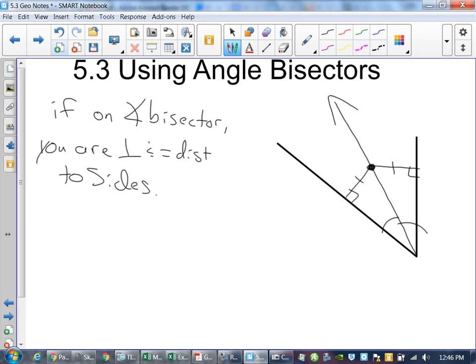It's that straightforward. And just like we've done in the past, where if you were able to say a definition in one direction, you could say it in reverse. So instead of saying, if you're on an angle bisector, you're perpendicular and equidistant, you could say, if you're equidistant and perpendicular, then you are on the angle bisector. That's what we call a biconditional statement. It means it works going both ways.